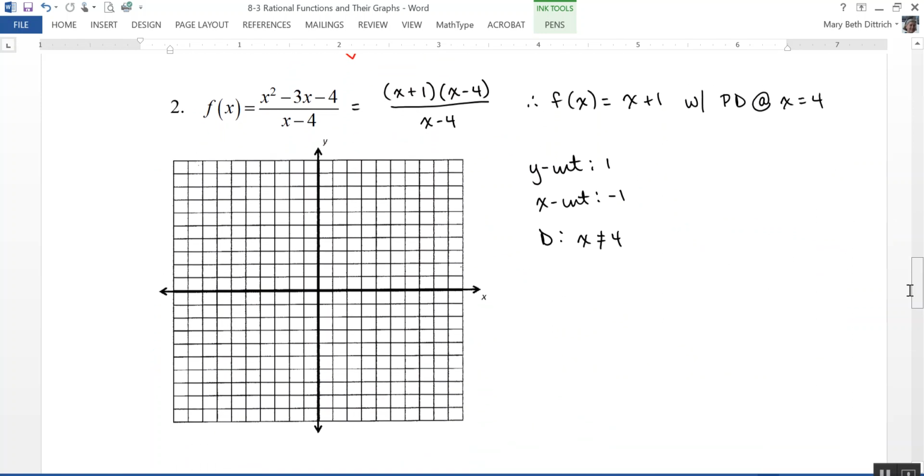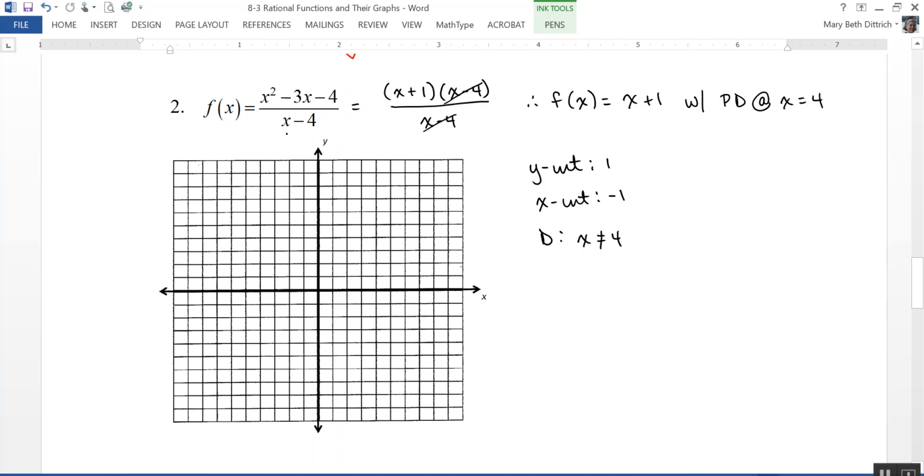Let's take a look at another example here. Here I have f of x equals x squared minus 3x minus 4 over x minus 4. Notice that the numerator can be factored into x plus 1 times x minus 4, and then actually what's going to happen is these are going to cancel each other out. The numerator and the denominator have common factors. So my graph is really going to be f of x equals x plus 1, or the line y equals x plus 1, but I'm going to have a point discontinuity. I'm going to have a hole at x equals 4 because that's the value that would make my denominator 0.